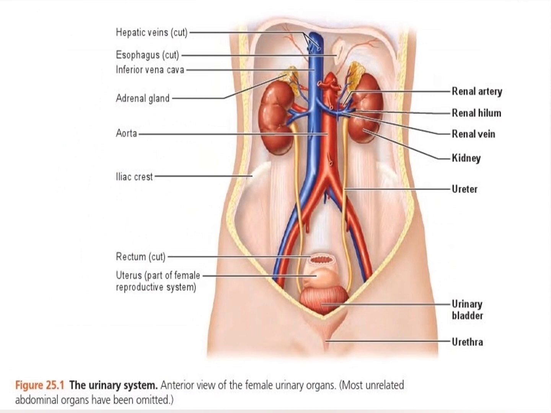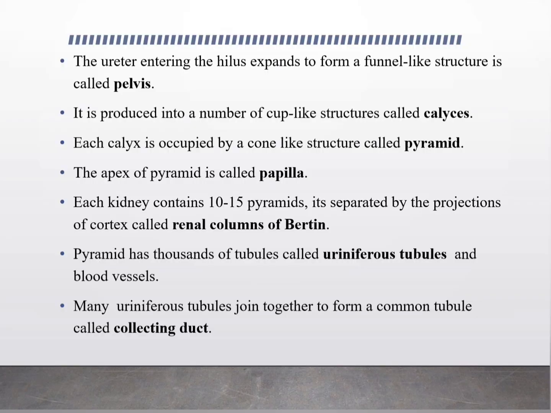So the right side kidney is slightly lower than the left one. This is the ureter. Then it is connected to the urinary bladder and finally excreted through the urethra. The ureter entering the hilus expands to form a funnel-like structure. Already I said that is the pelvis.